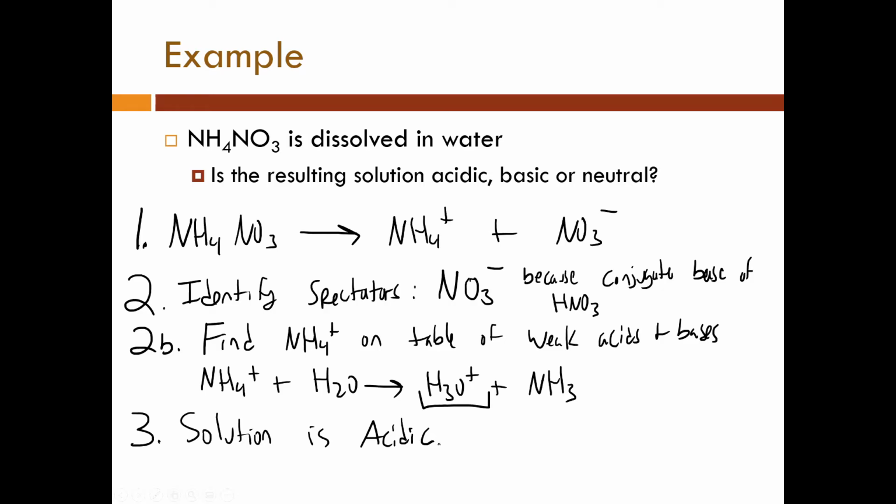All right, there we go. So slightly different than the previous example. In the previous example, we had two spectator ions, so the solution was neutral. In this example, only one of them was a spectator ion, and the other one ended up being a weak acid, so the solution ended up becoming acidic in nature. All right, on to the next example.